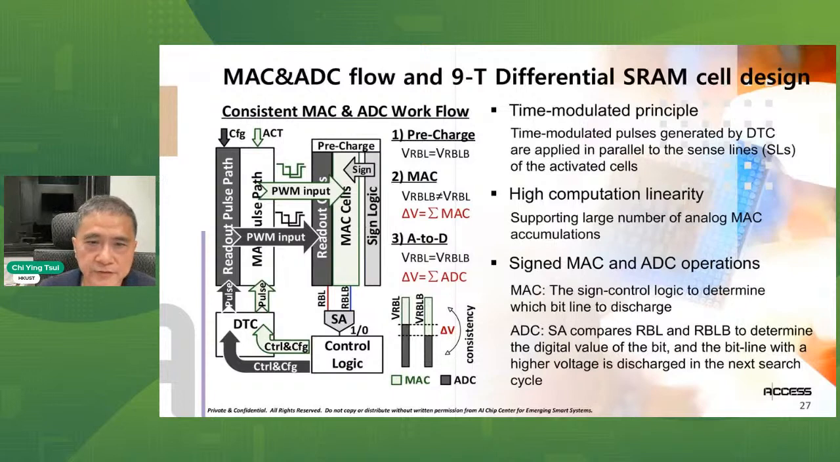So this is the overall MAC and ADC flow. The multiply and accumulate cycle and the analog-to-digital cycle flow are the same. They use the same data flow and the same cell. Therefore, you can generate very good linearity, and you're just using the discharge-based mechanism. We don't need another ADC approach. We just compare the read line and read line bar, discharge, and get the value.